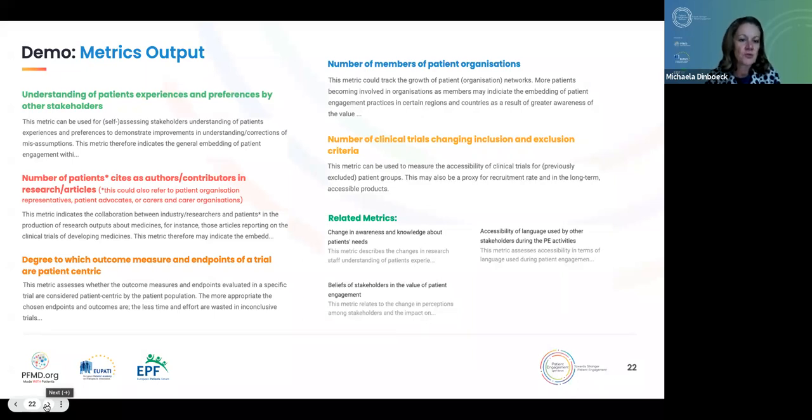And the same would be true for the next matrix, which is the degree to which outcomes, measures and endpoints of a trial are patient-centric. I would apply that same notion to my patient support program and say to which degree is the support program really patient-centric and focused on patient needs. And then I continue and look into the number of members of patient organizations. And then again, another example, the number of clinical trials changing the inclusion or exclusion. Here I would apply it to patient support, which is the number of elements of the input that we've received from patients end up being implemented in the patient support program.